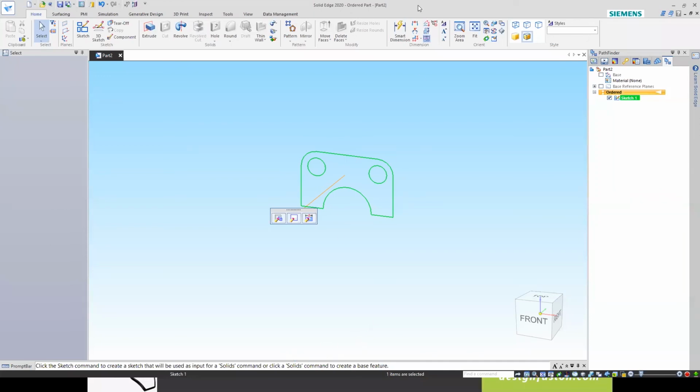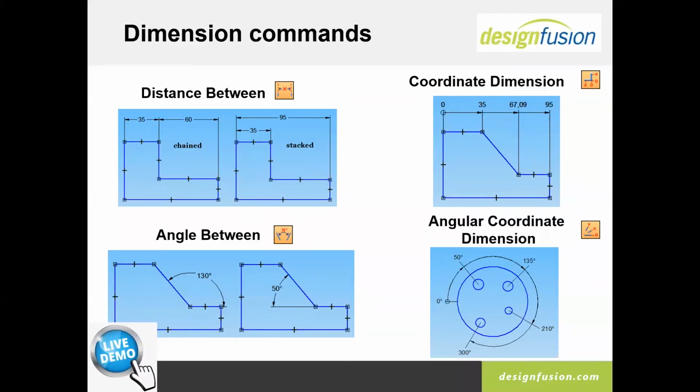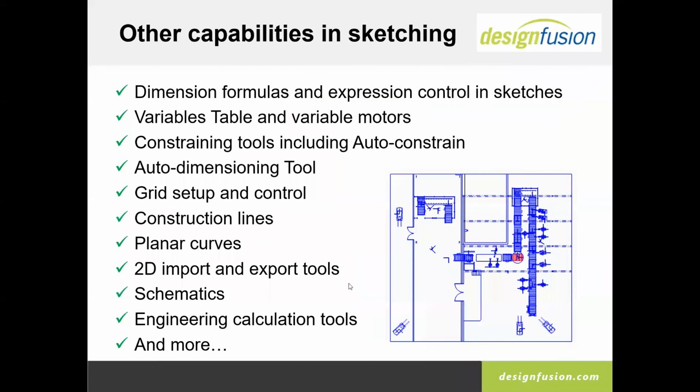Let's go back to our PowerPoint. Some of the other capabilities that you have inside of sketching are listed here. We're just showing you the very tip of the iceberg. We can create dimension formulas and expression control. So I could have it in there that if this sketch is always going to be half the size of this sketch, or this circle is always going to be 2/3 the size of this circle.